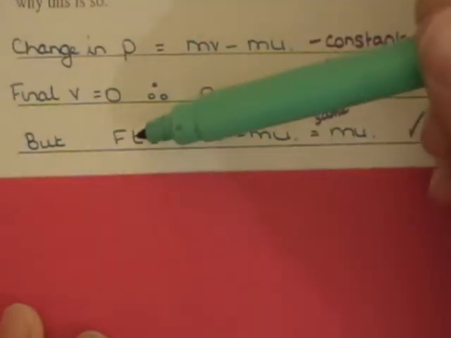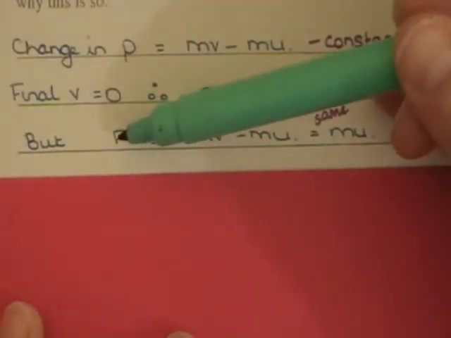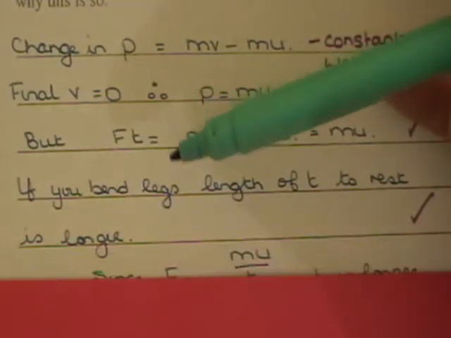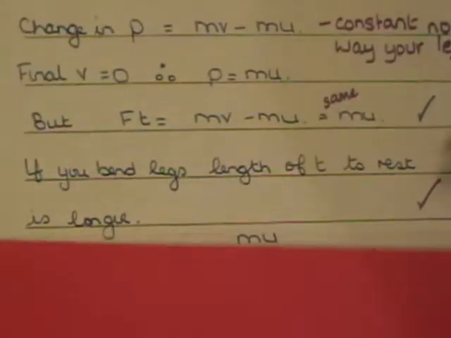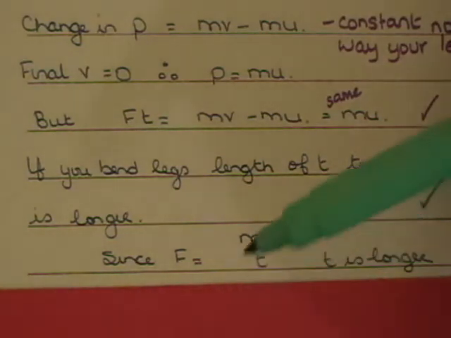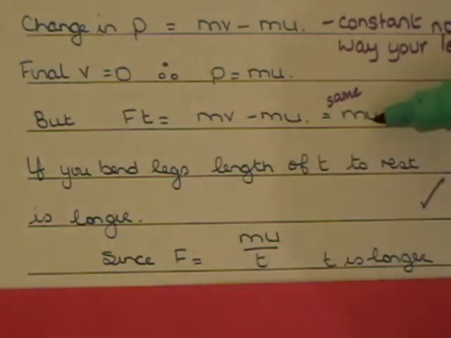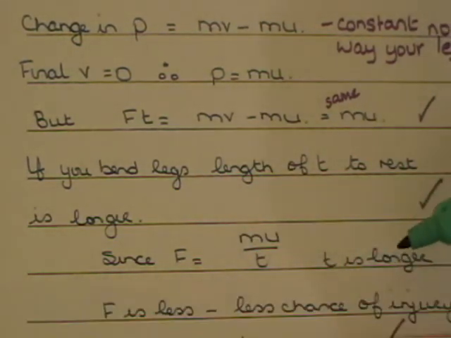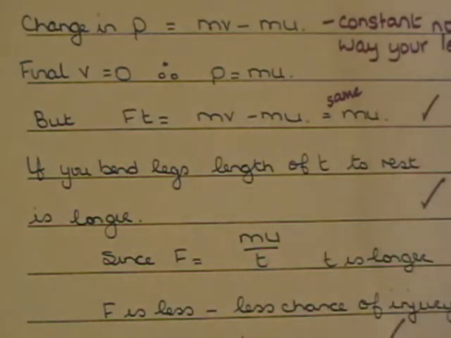So you can either do it with a very short time and a large force acting on you, or what you do when you bend your legs, the length of time coming to rest is longer. And therefore, since F equals mu over t, if t is longer, then F is less, and you have less chance of injury to yourself.